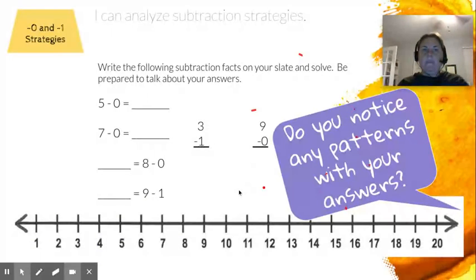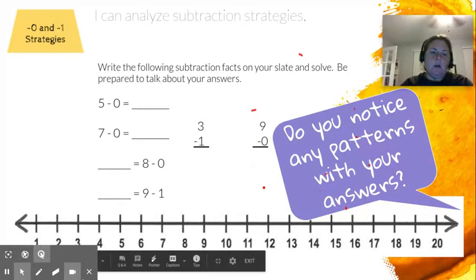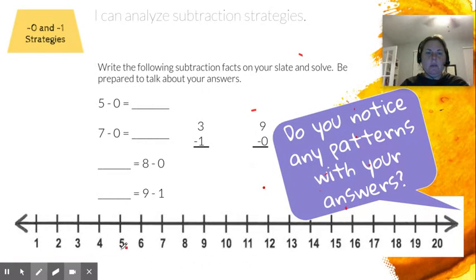All right. Now, we're going to look at these. It says to write it on your slate or your whiteboard, but we don't have one, so that's okay. We'll just do them together. Let's say we're going to start at 5 right here. 5 minus 0. Here's 5, and we're not taking away anything. So 5 minus 0 is 5. These are super easy. You're going to get these fast.